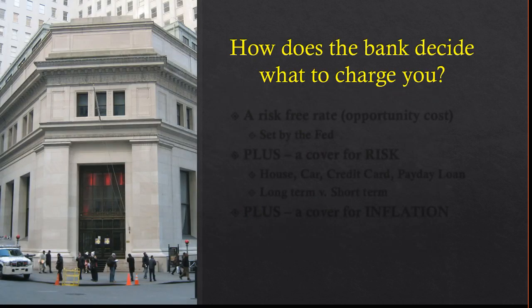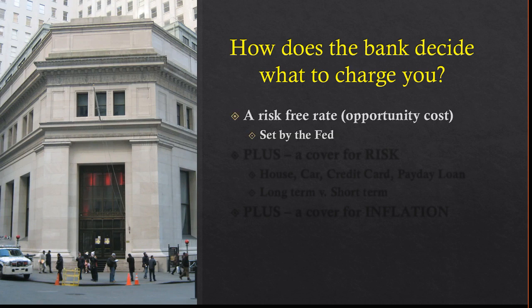So how does the bank decide what to charge you? Well, there's a theory of this, though reality is always more complicated than the simple theory. But the bank needs to make money off of the money. And so there's a risk-free rate, what we would call the opportunity cost of money. And in general, that risk-free rate is going to be set by the Federal Reserve. So the Federal Reserve is going to say, here's the base where interest rates start. Okay?